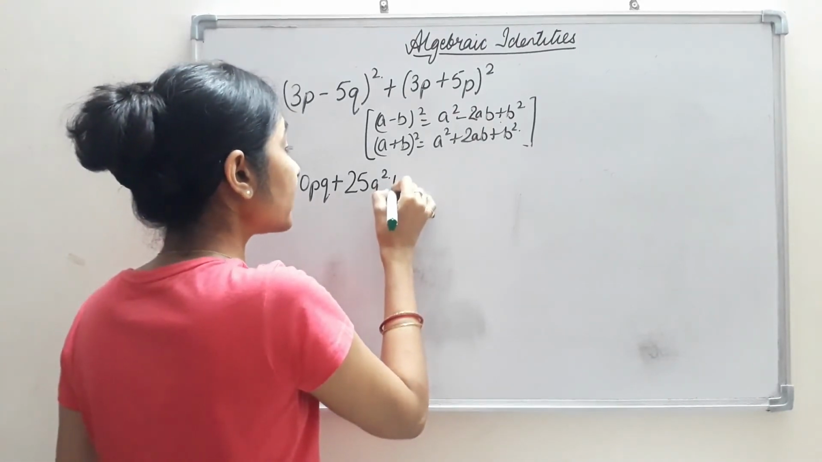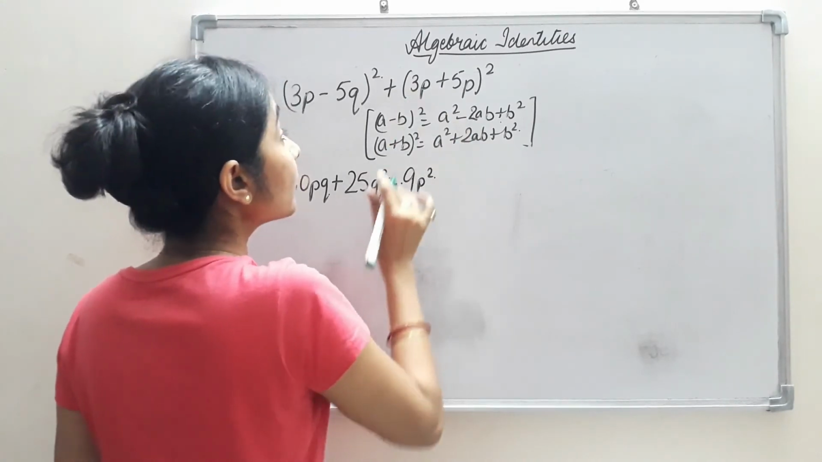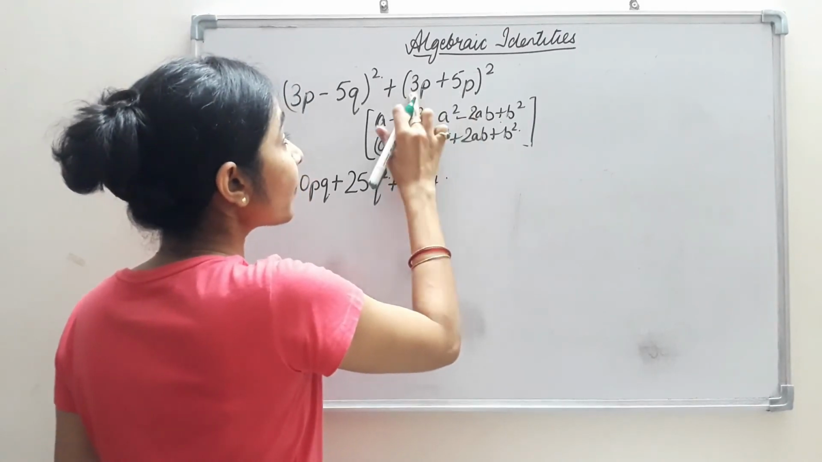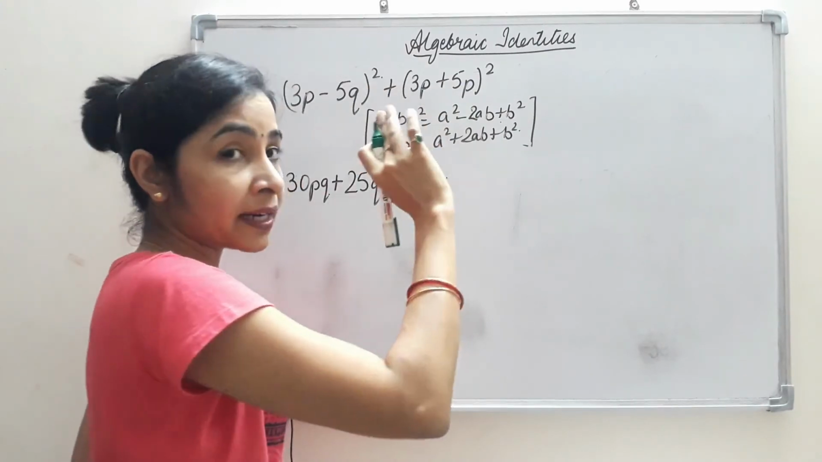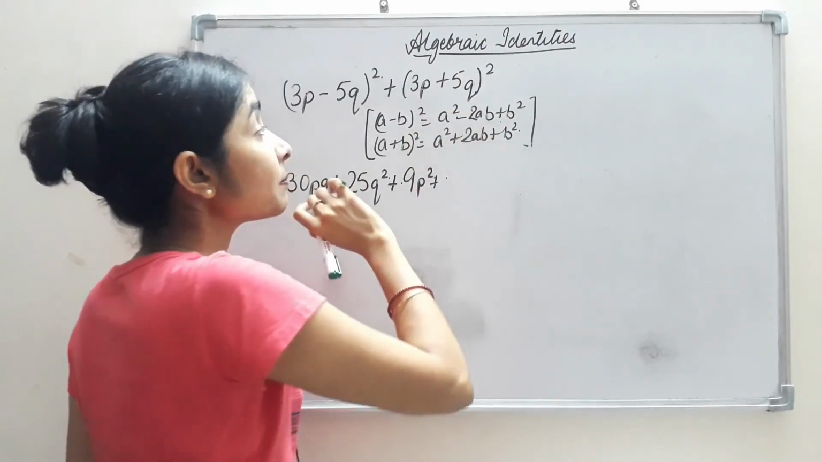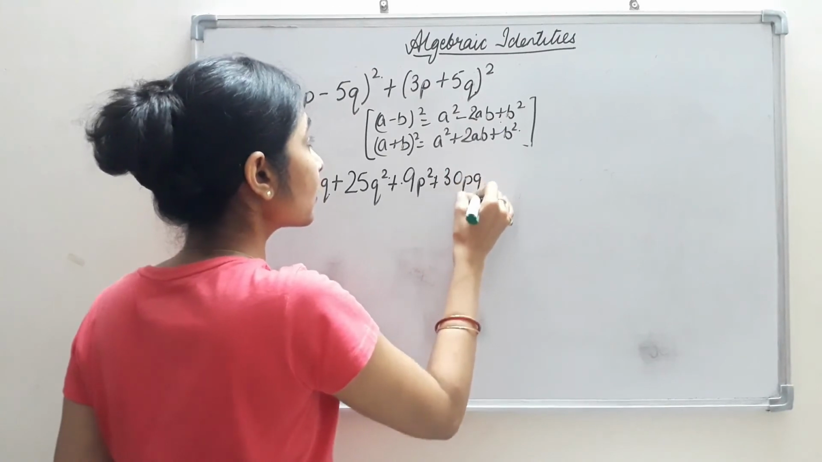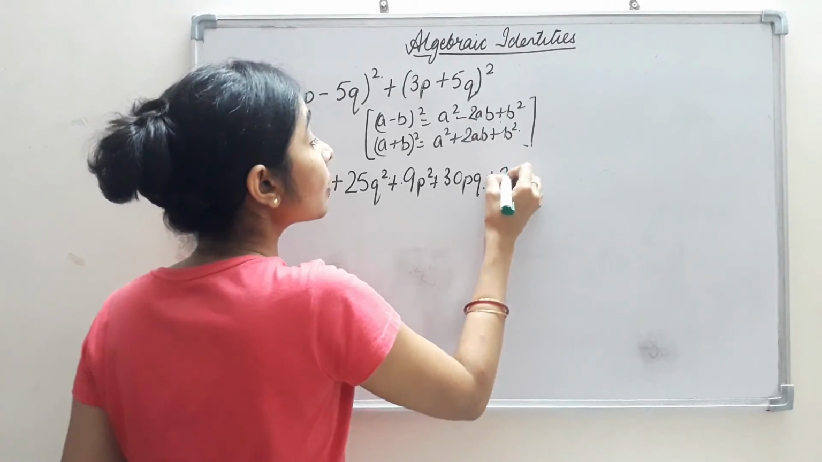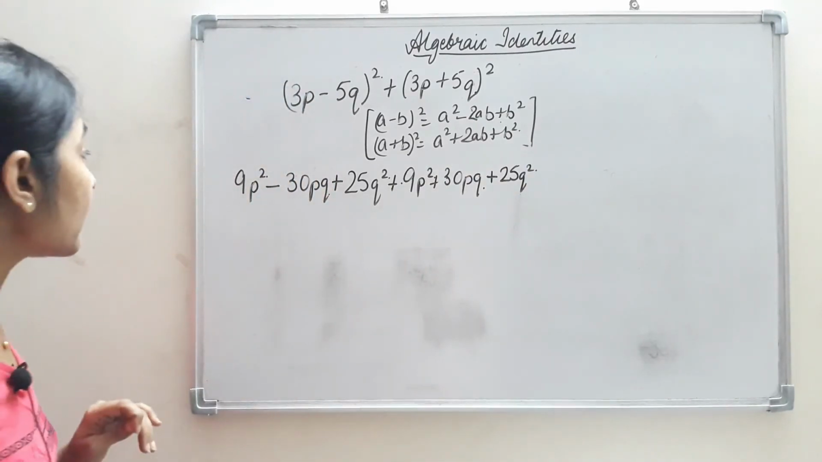So we'll just write here itself: (3p) whole square gives us 9p square, again 2ab, that means plus a into b, 5 3s are 15, multiplied by 2 gives us 30pq, so plus 30pq. And then we are having (5q) whole square, that means plus 25q square.